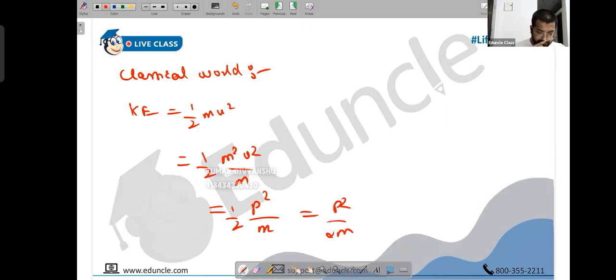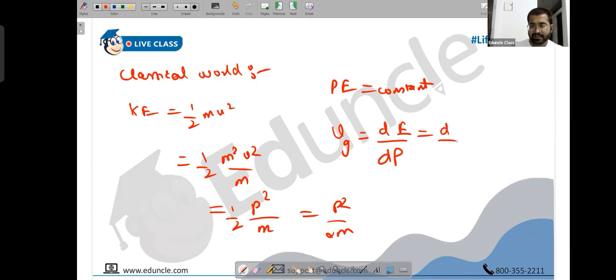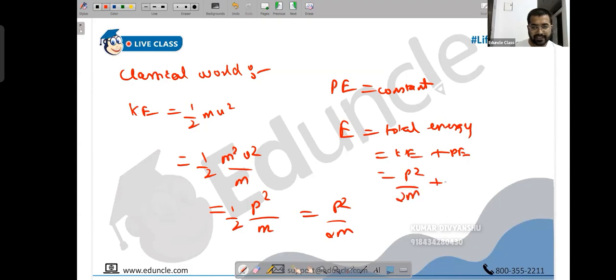Now suppose a particle exists and the particle has a constant potential energy, wherever it is. Suppose you want to calculate the group velocity. What is group velocity? dE by dP. E is the total energy. What is total energy? Kinetic plus potential. What is kinetic? P squared upon 2m. What is potential? Suppose potential is V. Let's calculate group velocity.